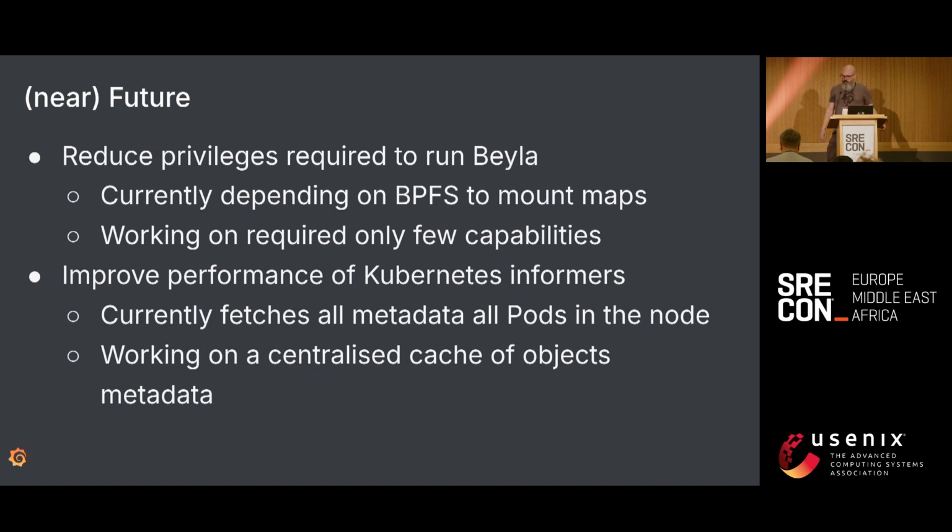At the same time, we are working on improving performance of the Kubernetes informers. Currently, the Kubernetes informers have quadratic complexity because they are fetching all metadata from all the pods in the node, and that makes it super inefficient. We even brought down a cluster because we did DDoS Google Cloud. So we are working on a centralized cache of objects. It's going to be just a single pod fetching all the metadata, and the rest of the pods are going to access that data.